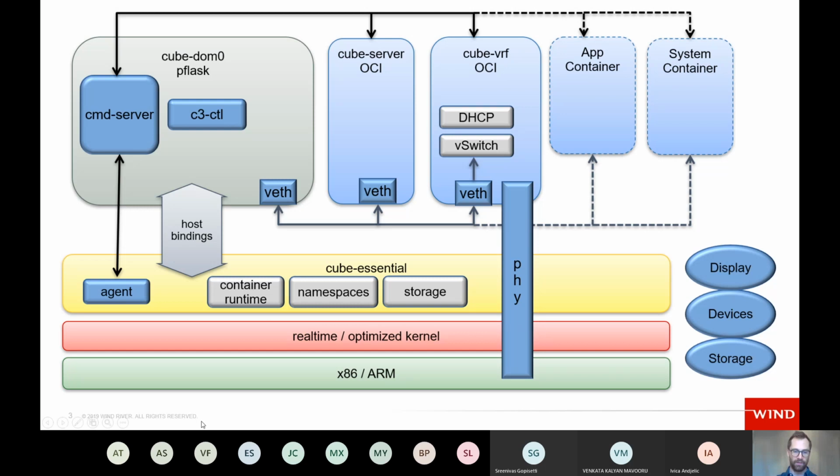So you have support for x86 and ARM, and then you have your kernel, and then we have a container called Kube Essential. Kube Essential is the bare minimum to get the system up. Nothing else, nothing more. It only supports a very simple container engine, and that's called pflask. It's very minimal compared to others. And that minimal container engine brings up the Kube DOM0 container and the Kube VRF container.